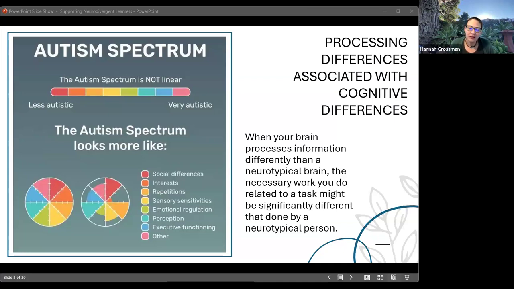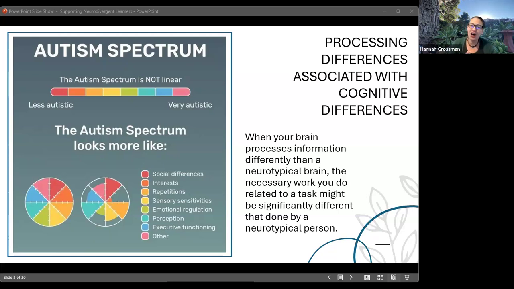Especially because we have such difficulty knowing what the terms are and what specific differences are and what that means, I thought I wanted to break it down a little bit. Now, autism spectrum is a neurodivergence that many people are very familiar with. They talk about the autism spectrum.